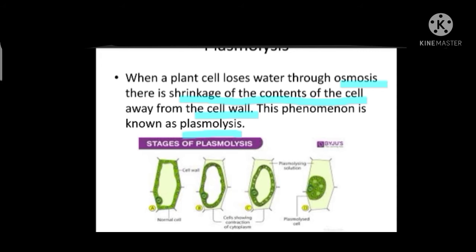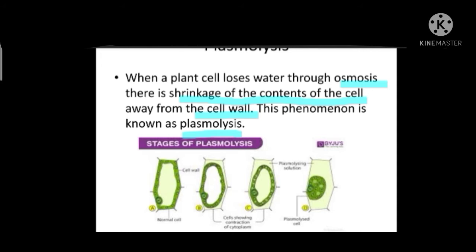So when a living plant cell loses water through osmosis, there is a shrinkage or contraction of the contents of the cell. Whatever is present inside the cell, all that will be contracting and moving away from the cell wall. This phenomenon is known as plasmolysis.